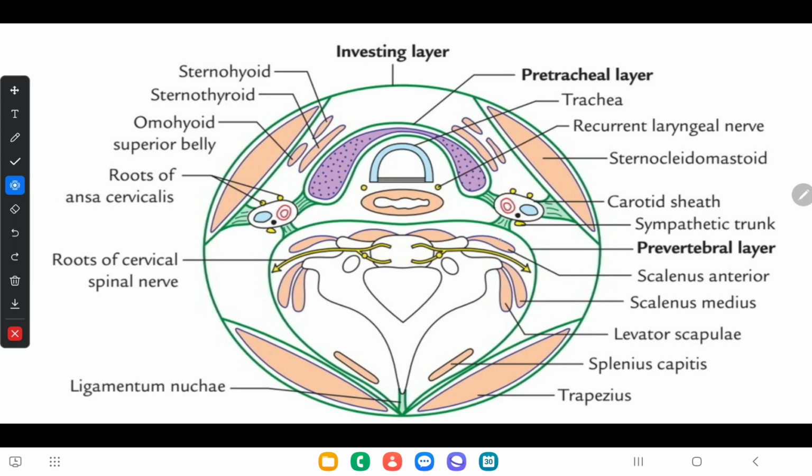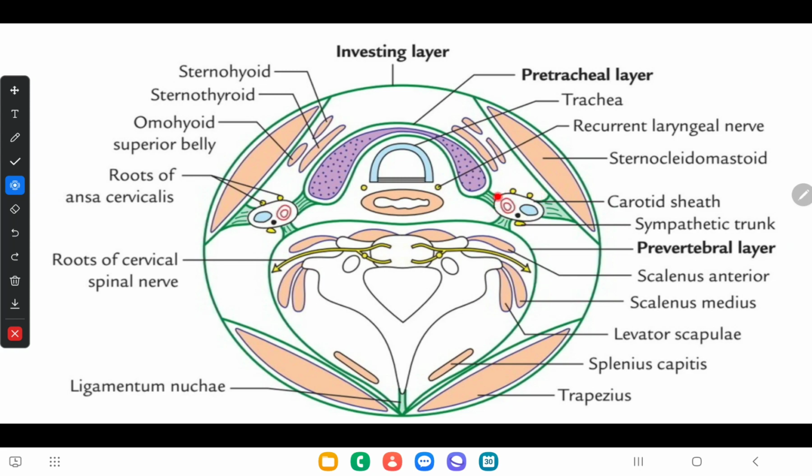Here you can see the scalenus anterior and scalenus medius muscles. So, in the interval between this scalenus anterior and scalenus medius muscles, the prevertebral fascia forms a tubular cervicoaxillary sheath around the brachial plexus and subclavian artery. Therefore, what happens is this sheath is carried towards the axilla.